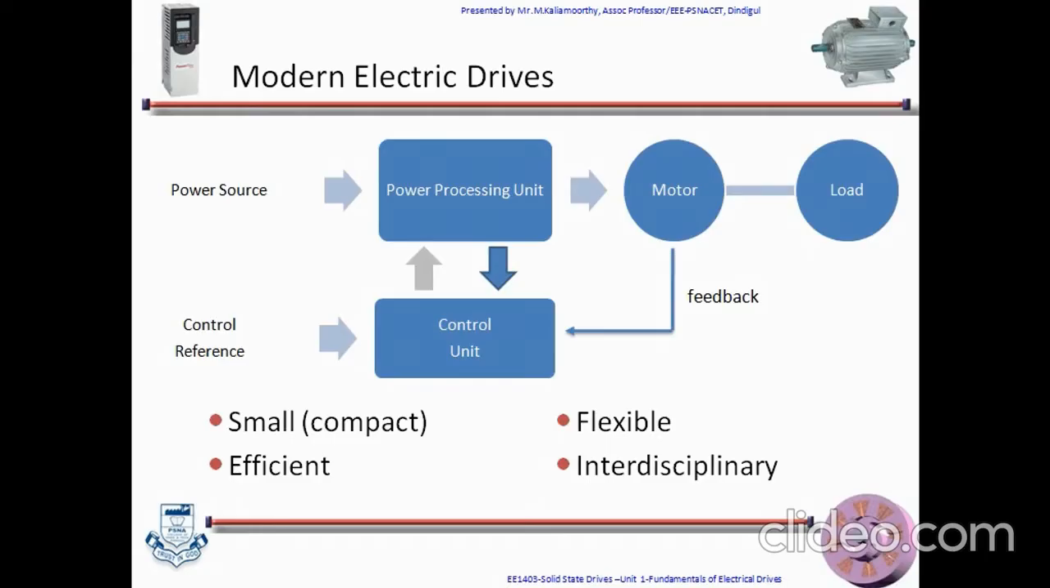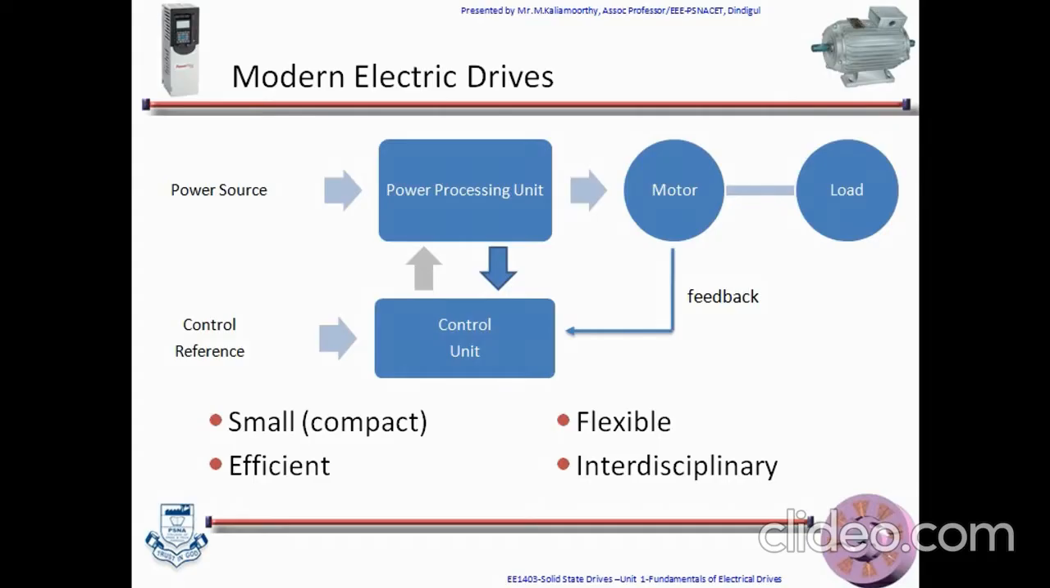The main advantages of the modern electric drive when compared with the conventional electric drive are that it is very small and compact, highly flexible, very efficient, and also interdisciplinary. Generally I require a control reference dictated by the user, and the feedback of the motor is taken, and those two are compared, and the control action is taken to fire or trigger the power electronic switches present in the power processing unit.